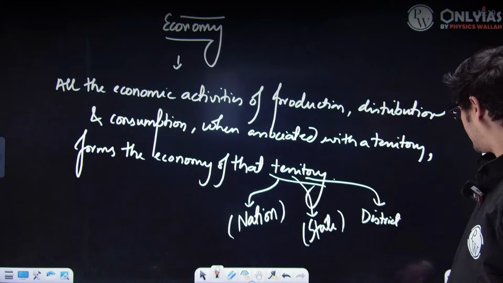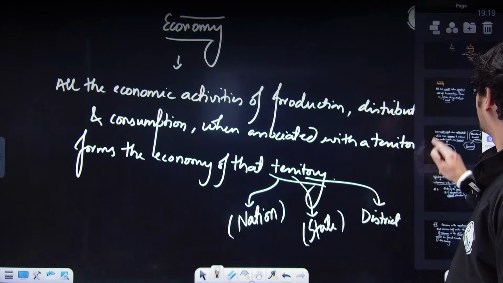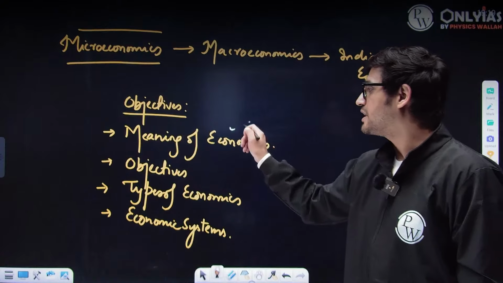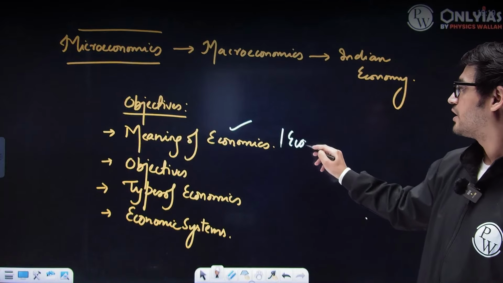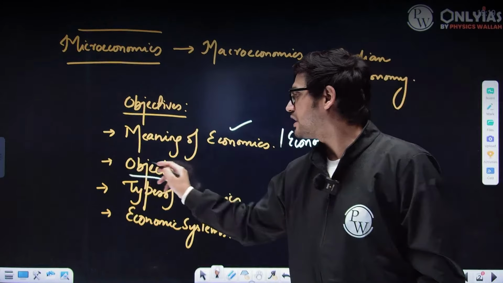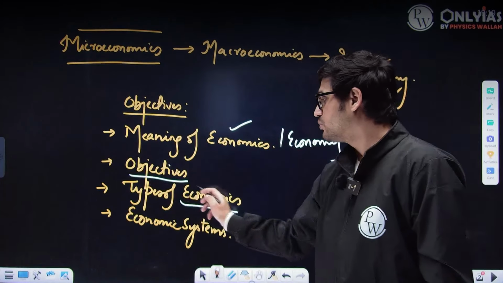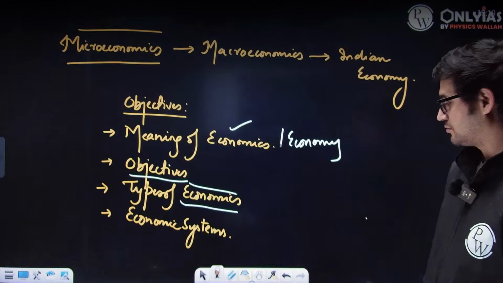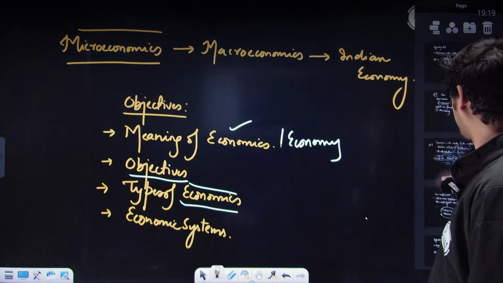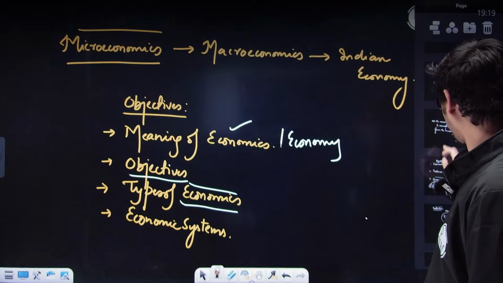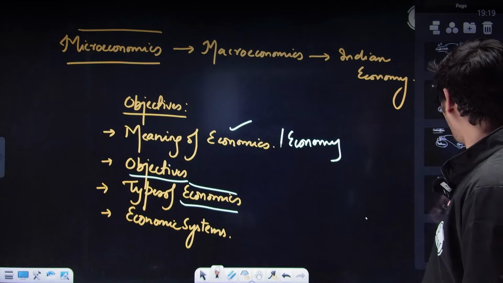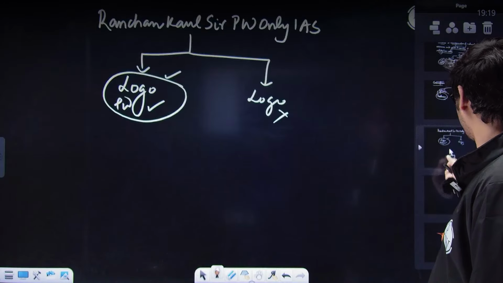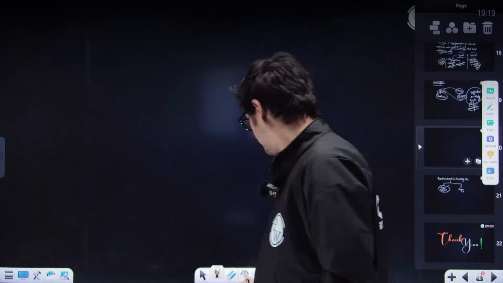So, in terms of our objectives, what have we all achieved? In terms of our objectives, as of now, we have understood the meaning of economics, the meaning of economy, what is the objective of economics. Now, let us move to the types of economics. Broadly speaking, you will have two types of economic disciplines. Two types.